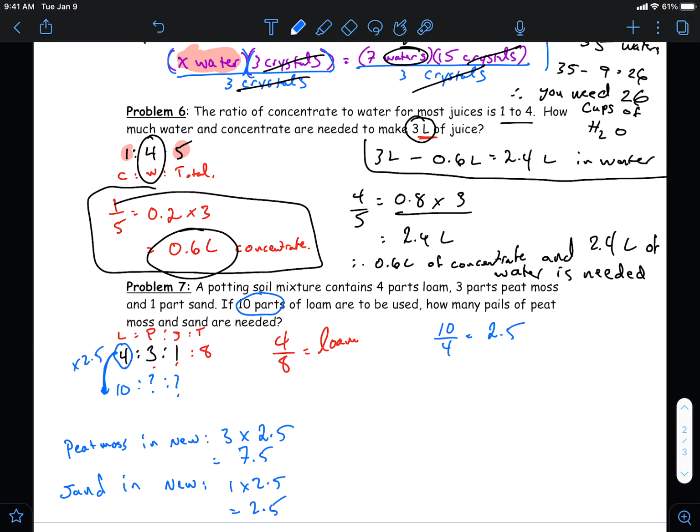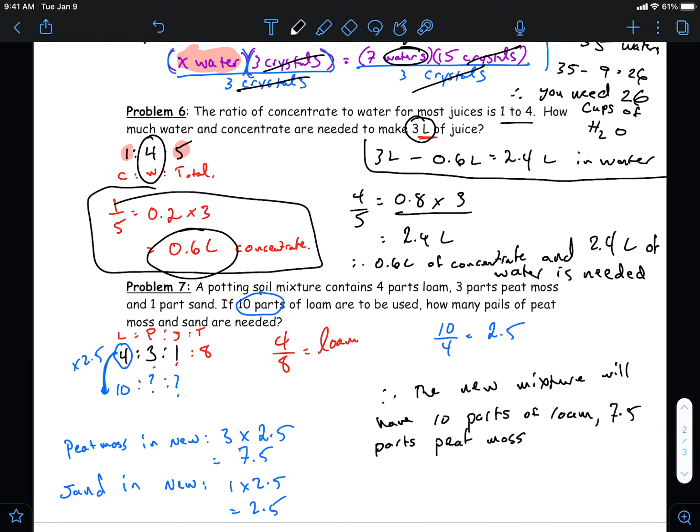Okay, so now you know. We could say, therefore, the new mixture is ten parts, obviously, of loam, 7.5 parts peat moss, and 2.5 parts of sand.